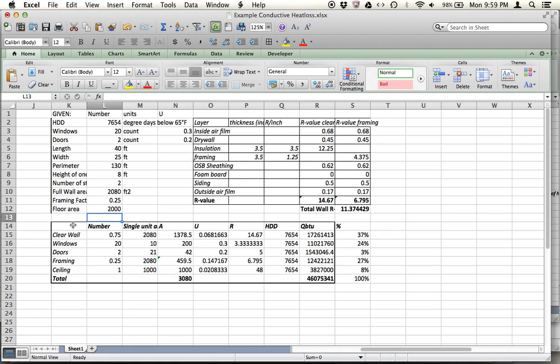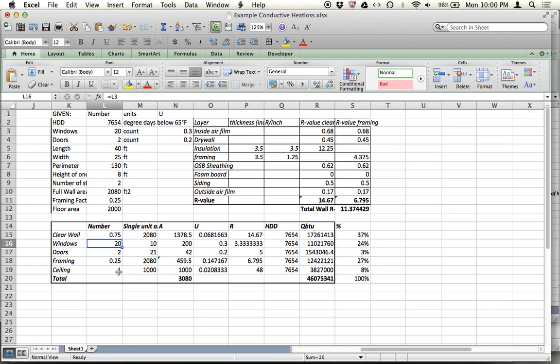So down here, I've set up the components of this building. So we have clear wall, that's the part without framing. We have windows, we have doors, we have framing, and then we have the ceiling. And of course, we're ignoring the basement, and that's just the way it is. Now, the way I've set this spreadsheet up, and there are lots of ways to do it, is I've set it up with the number. So the clear wall has 75% of the wall area. Now, of course, that's minus the windows and doors, and we'll get to that in a minute.